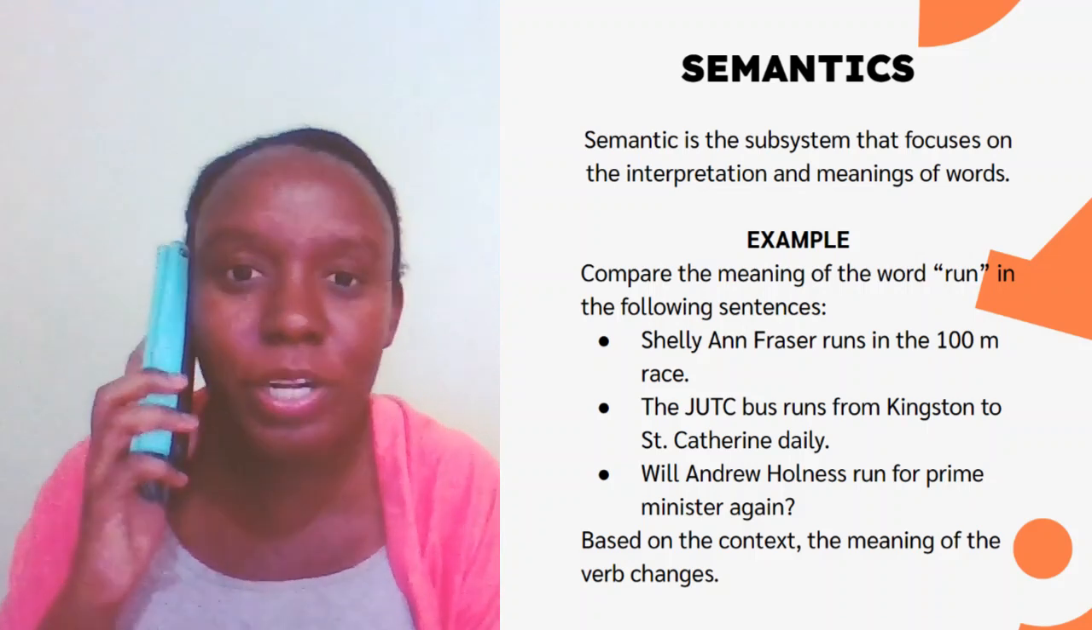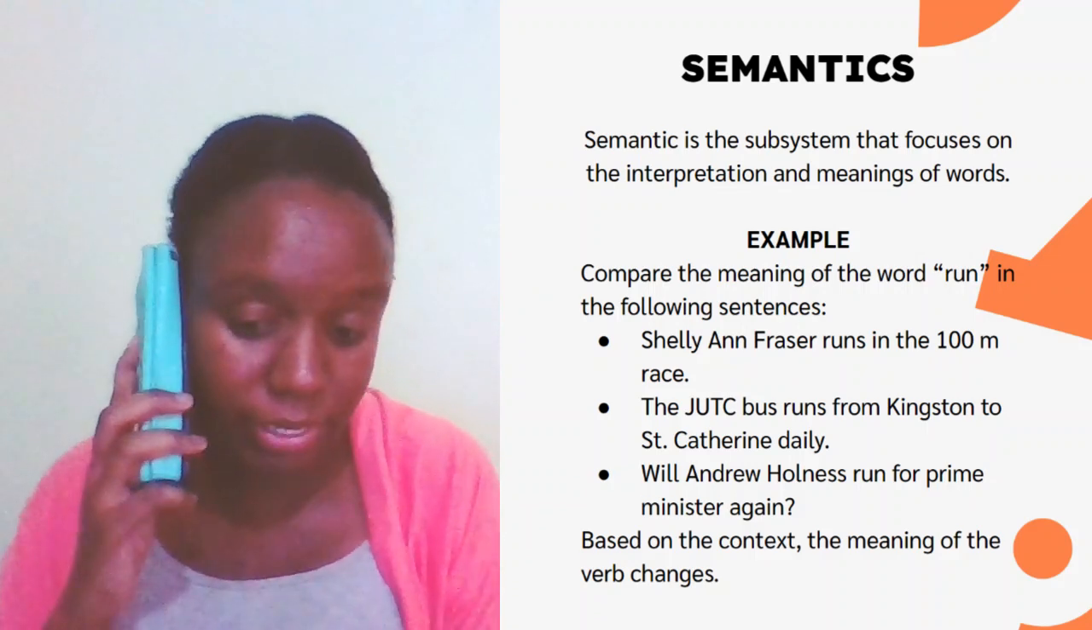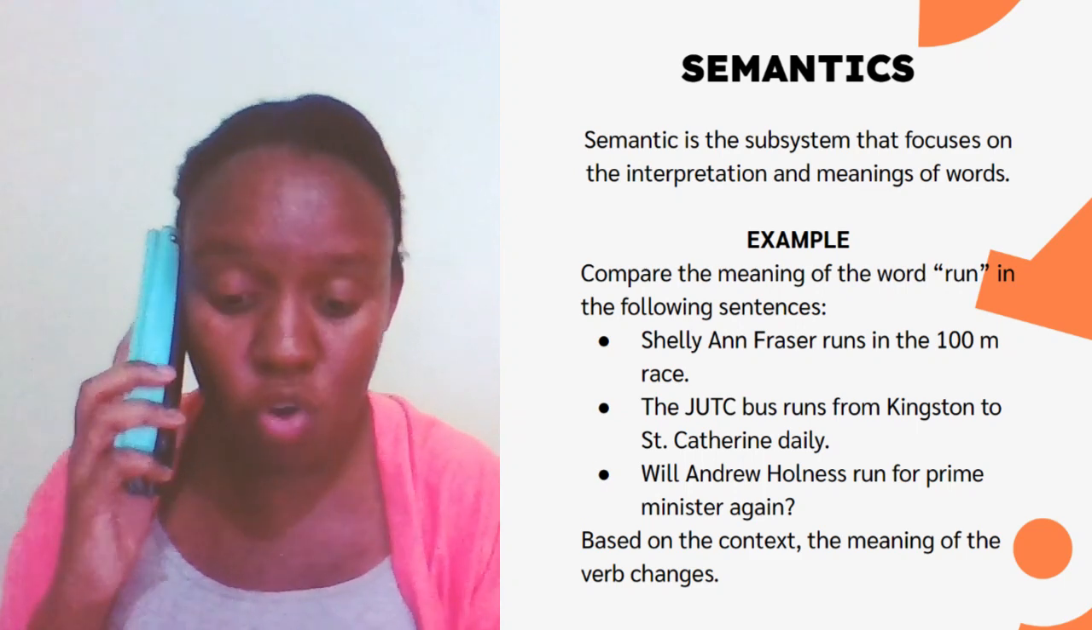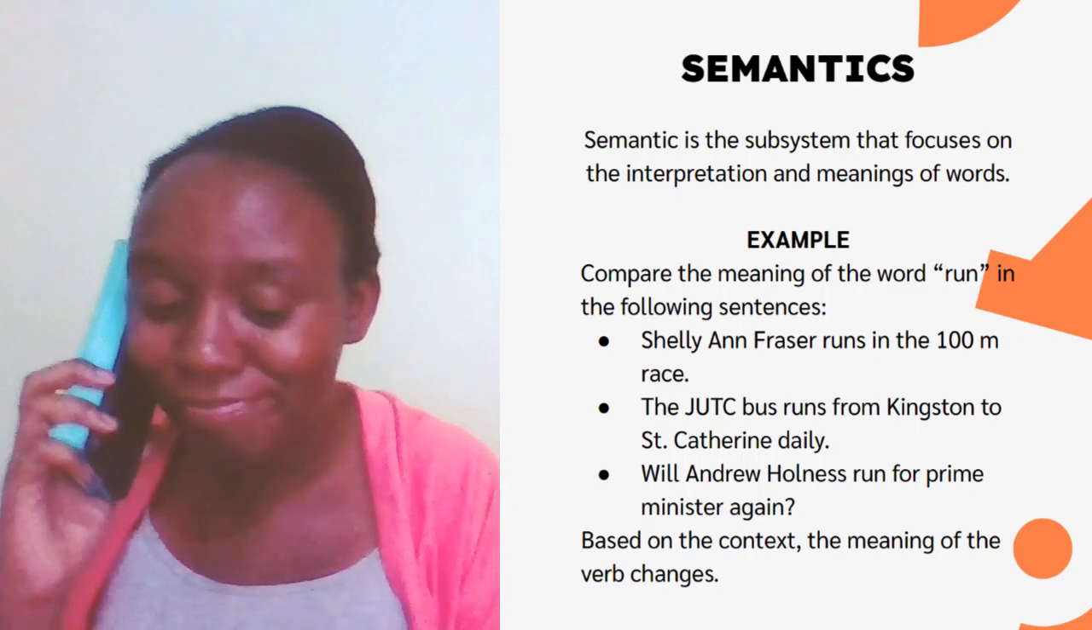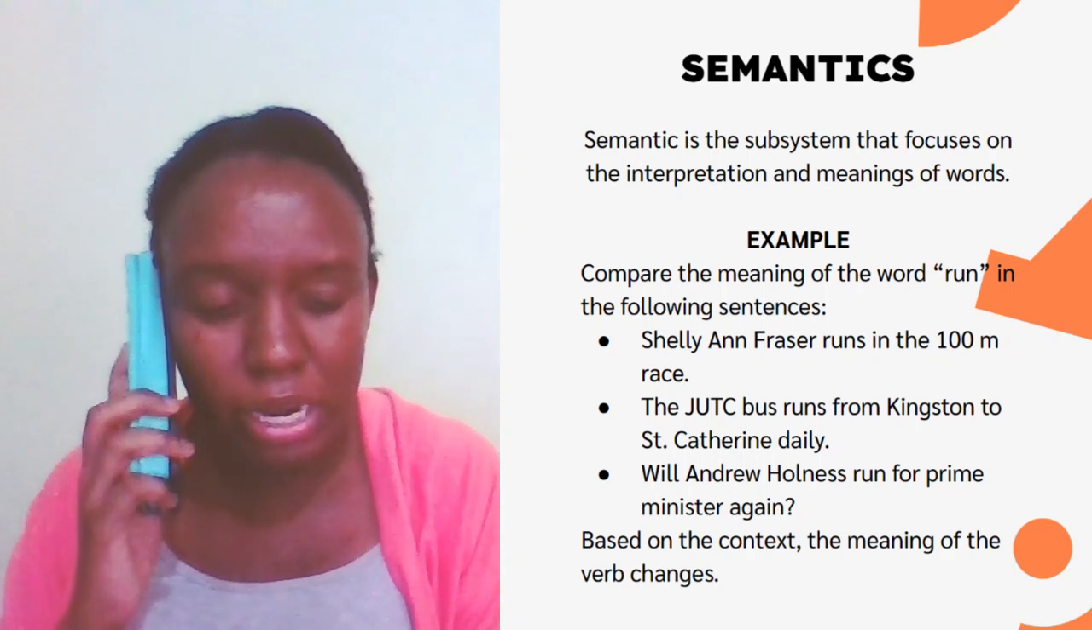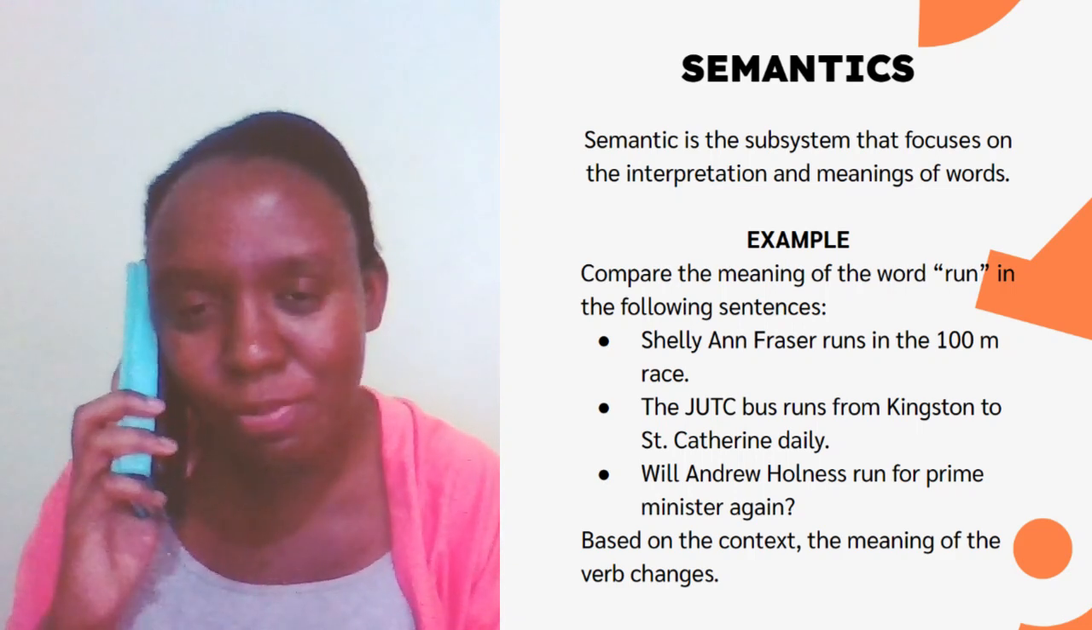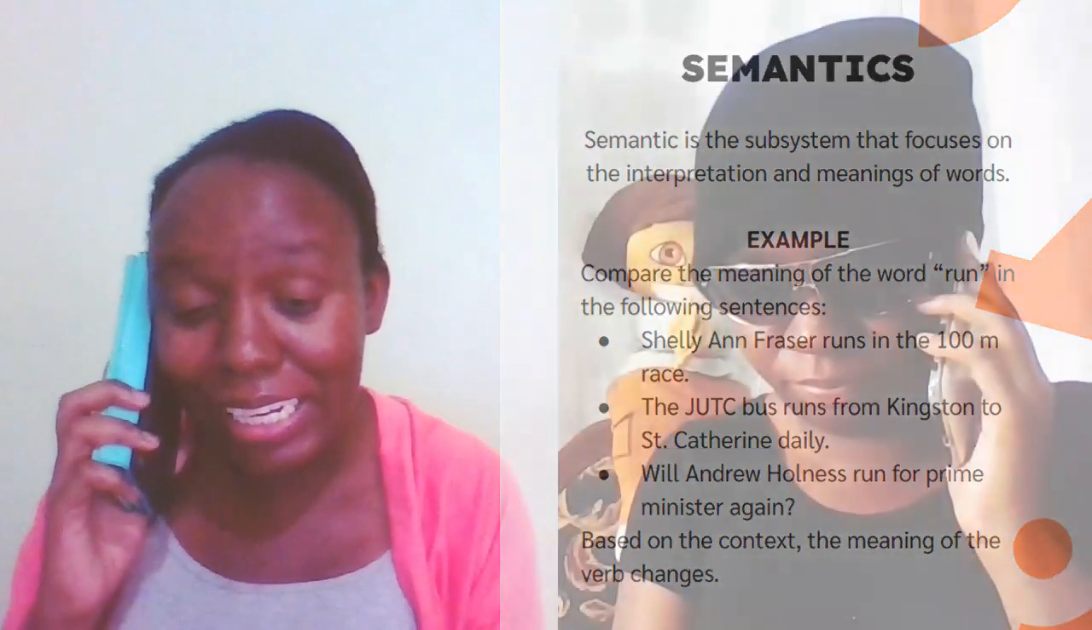For example, compare the word runs in the following sentences. Shelley and Fraser run in the 100-meter race. The JUTC bus runs from Kingston to St. Catherine daily. Will Andrew Holness run for Prime Minister again? In each of these sentences, run takes on a different meaning based on the context, similar to how aki in Jamaica and aki in Barbados are two different fruits. It has a different meaning in the different countries. So semantics studies all of that. Well, that's nice. I know.